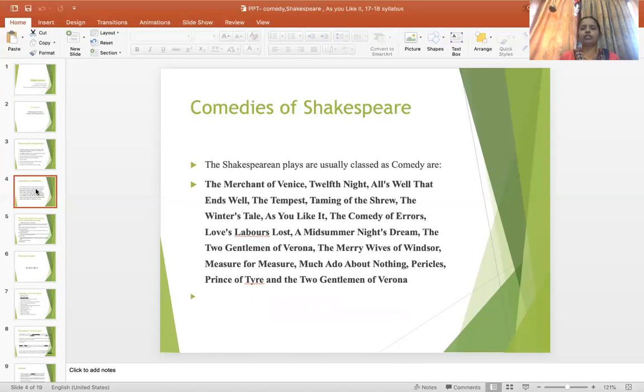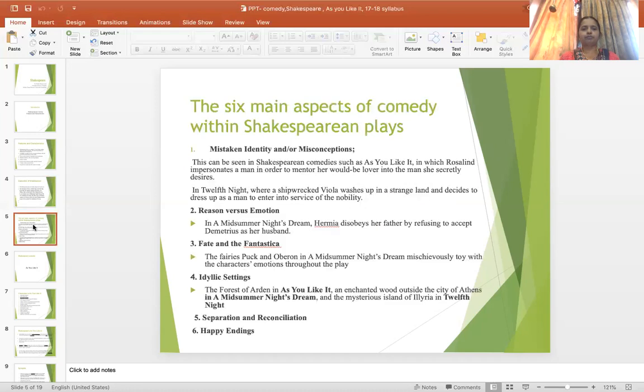Comedies of Shakespeare. Before we move into the characteristics, features of comedies, let us know what are those comedies of Shakespeare. Shakespearean plays are usually classified as comedy, which are The Merchant of Venice, Twelfth Night, All's Well That Ends Well, The Tempest, Taming of the Shrew, The Winter's Tale, As You Like It, The Comedy of Errors, Love's Labour's Lost, A Midsummer Night's Dream, The Two Gentlemen of Verona, The Merry Wives of Windsor, Measure for Measure, Much Ado About Nothing, Pericles, Prince of Tyre, and The Two Gentlemen of Verona.